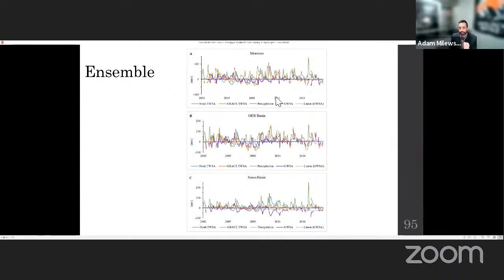So this was, again, from a published paper of mine. These are 3 different areas, but if you just look at the top, you don't have to look at the other ones. This was for the entire country of Morocco. In orange is the GRACE total water storage. In purple is the GRACE groundwater storage. Okay, so you can see the groundwater storage variations through time. And what we wanted to do is an ensemble approach. We have to compare it to something.